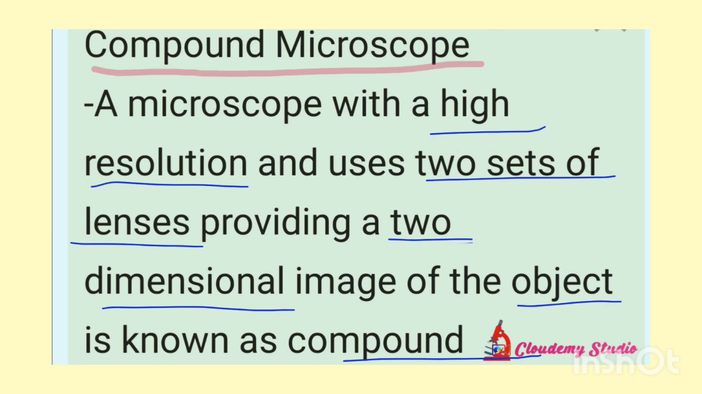A microscope with a high resolution and uses two sets of lenses providing a two-dimensional image of the object is known as compound microscope. कि कंपाउंड माइक्रोस्कोप में दो सेट्स होते लेंसेज के. फर्स्ट ऑब्जेक्टिव लेंस, सेकेंड आईपीस लेंस. ऑब्जेक्टिव लेंस फॉर्म्स द प्राइमरी इमेज ऑफ द ऑब्जेक्ट एंड आईपीस लेंस फॉर्म द फाइनल इमेज ऑफ द ऑब्जेक्ट. और ये जो दो लेंसेज हैं ऑब्जेक्ट की टू डायमेंशनल इमेज फॉर्म करते हैं, प्रोवाइड करते हैं.